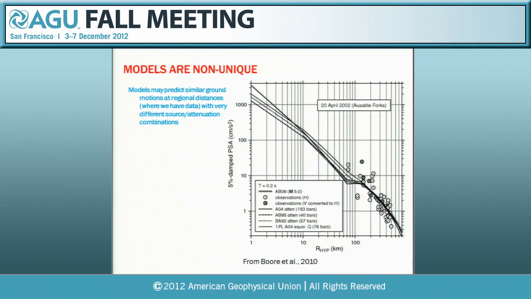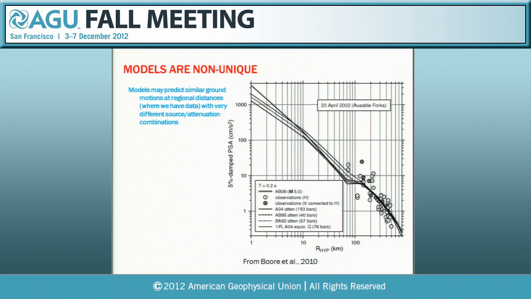So the problem with our different source and attenuation models is that they're very non-unique in terms of what they predict for ground motion amplitudes. And this is a slide that shows, for a typical earthquake, the magnitude 5 earthquake that happened in Ausable Forks, New York in 2002, we had a bunch of ground motion observations at regional distances, 100 kilometers and beyond. And if one's saying, well, how do those compare to what you would predict if you use different stress drop levels with a Brune source and different attenuation models?